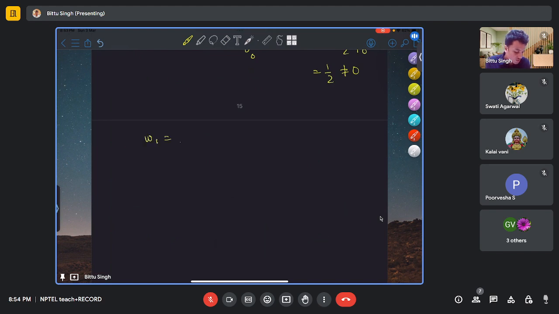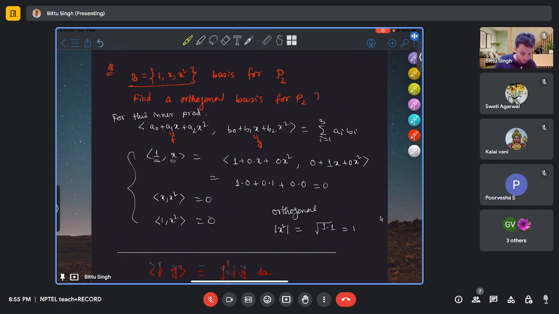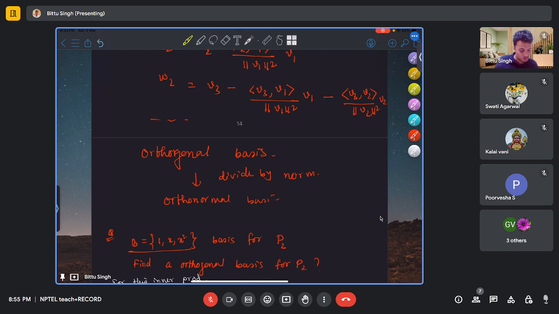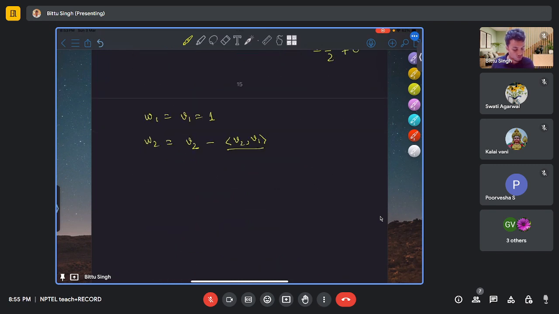Choose W1 to be the same as V1. V1 means the vector 1. So W2 is given by V2, now delete the projection of V2 on V1. So it is V2 minus the inner product of V2 and V1, divided by norm of V1 squared, into V1.